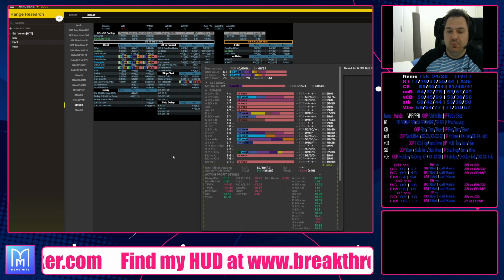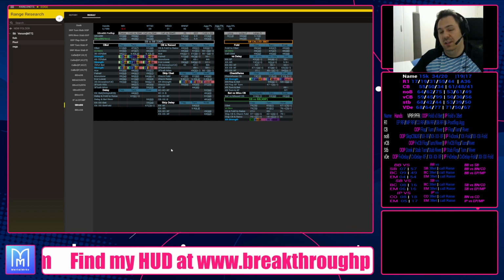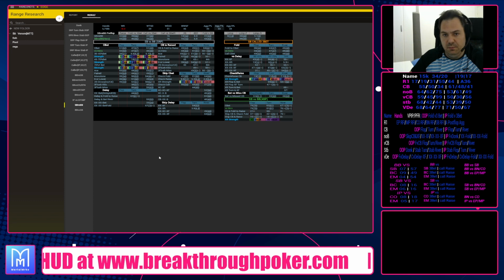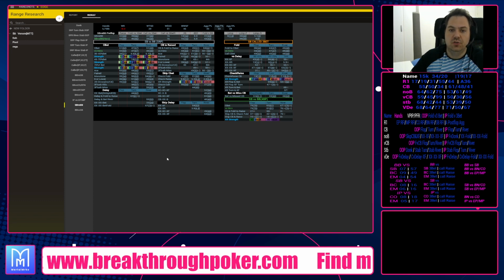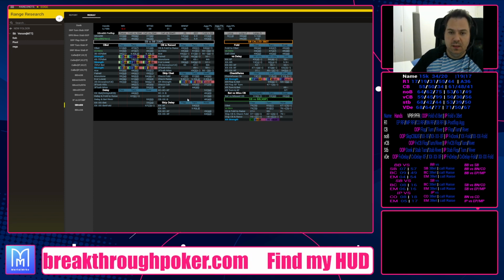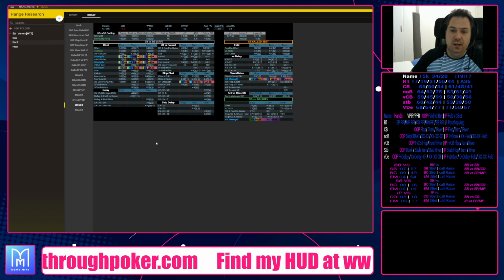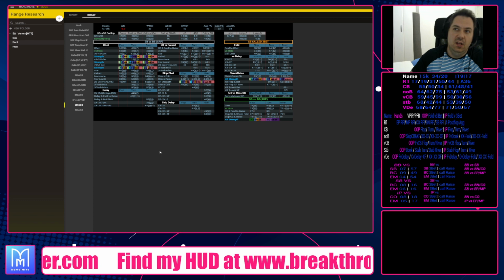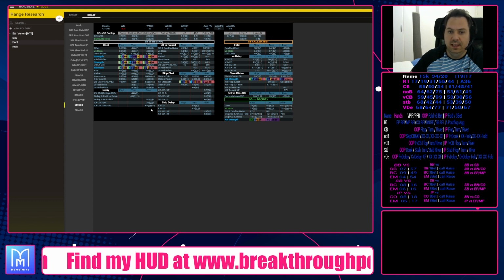Check fold on the river is pretty high, so basically when they double barrel and check on the river, this is the spot you want to be attacking because they will be folding way too much. Check call, check fold is 44. Check call, check call, check fold is 52%. So they're defending these lines correctly.